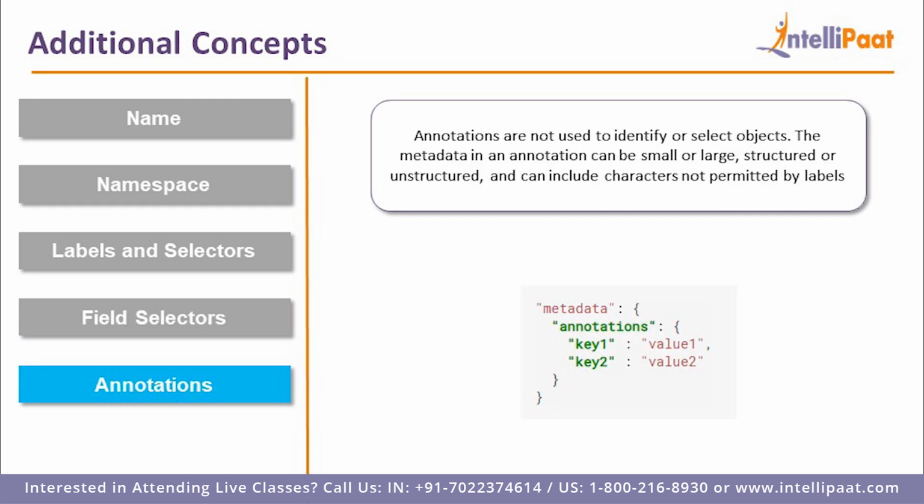Finally, the last concept on our hand here is annotations. Now, annotations are not used to identify or select objects as labels do, as I mentioned earlier. But annotations can be used to define metadata. It can be large or small, structured or unstructured, and can include characters that are not permitted by labels. A general use of annotations is to define the build release or something like that. You can have this information somewhere in a backend directory and refetch it, but some people choose to define this metadata in the form of annotations. So that is the actual use of annotations.